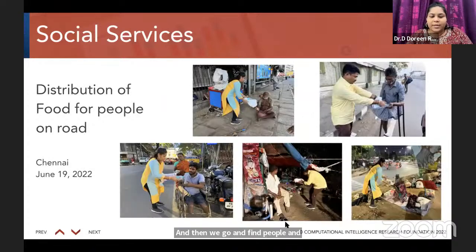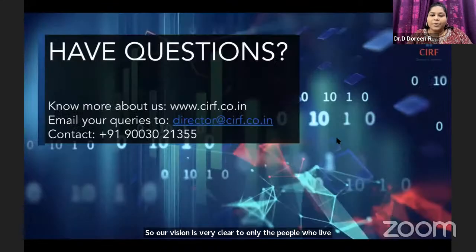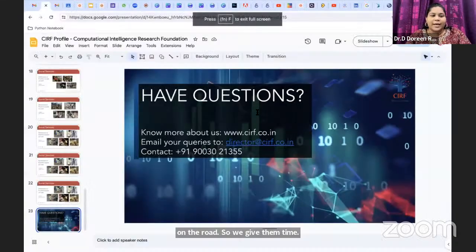You can see this man doesn't have two legs, he has just one leg. In Chennai, if you give, people with buildings also will come and get it. So our vision is very clear, only for people who live on the road. So we go and find them. This is what we do at CIRF.